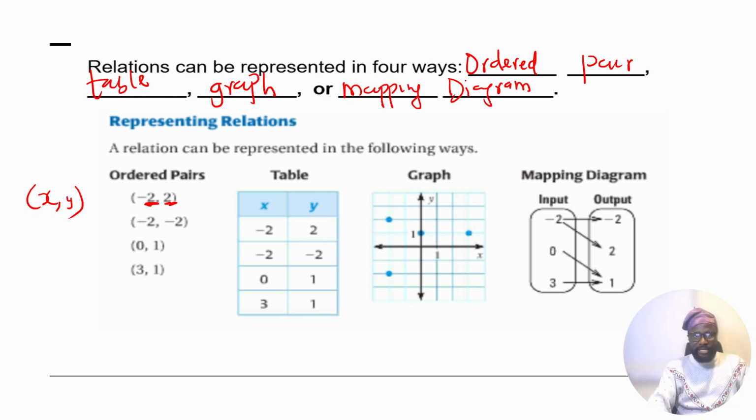So, and it can be in form of a table, just like you see, and it can be in form of a graph. Then we can have it as mapping diagram, mapping input to output. So let's move on.